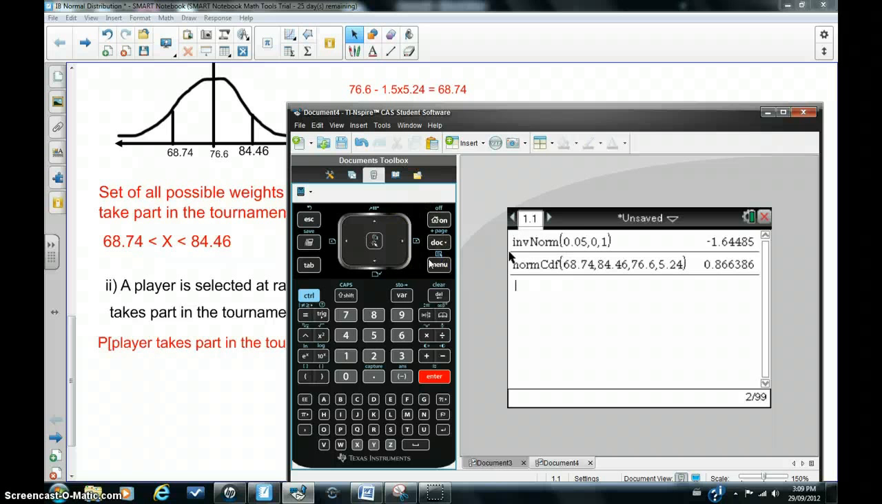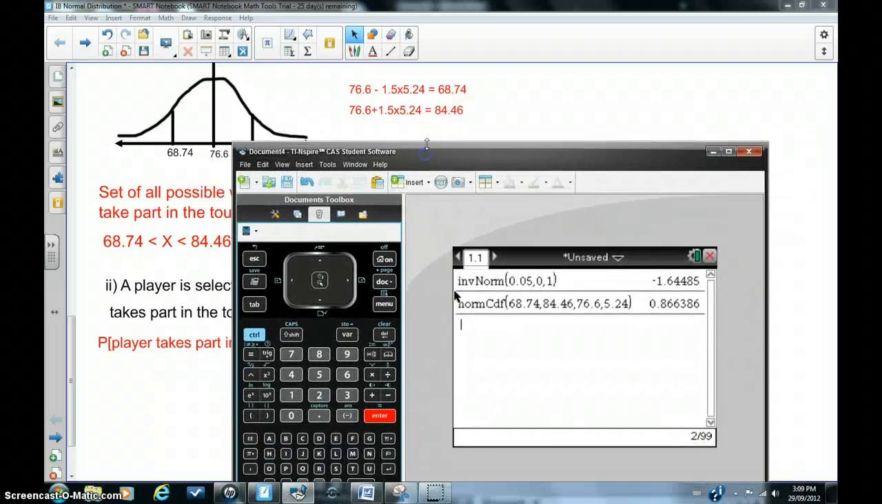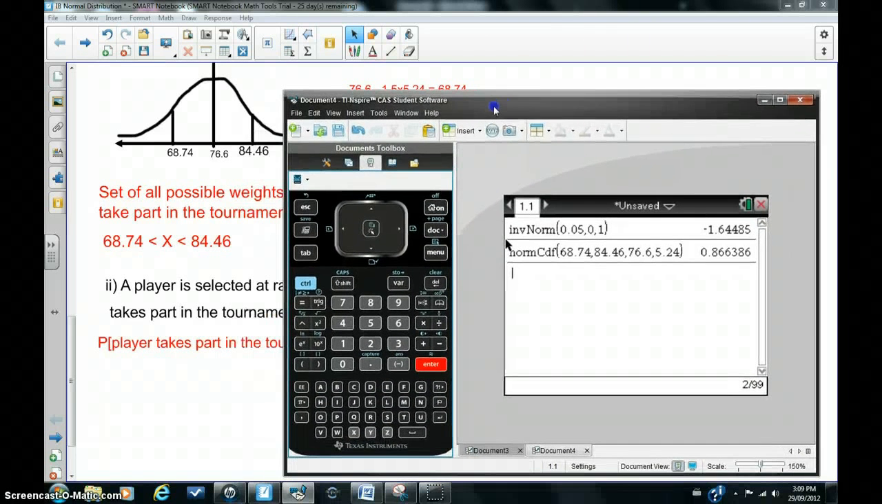Now that's one way of doing it. There is another way of doing it as well, and that is to use the standardized curve instead, because if you remember from the question, we need to find the probability that a player's weight lies between 1.5 standard deviations away from the mean value. We can use that sentence and use the standardized curve instead. So we should get the same answer. So I'm going to do that now.